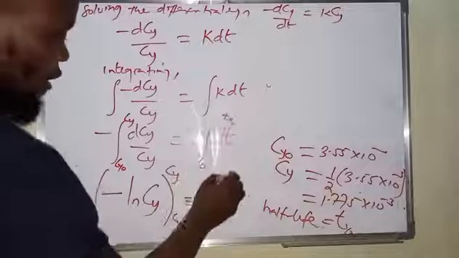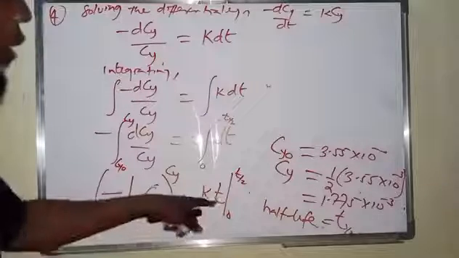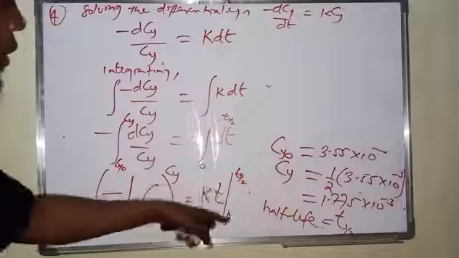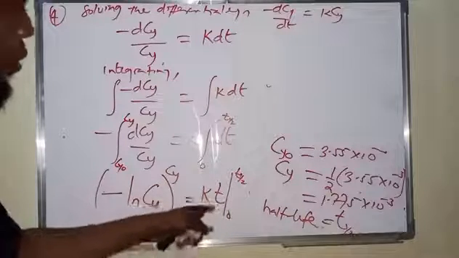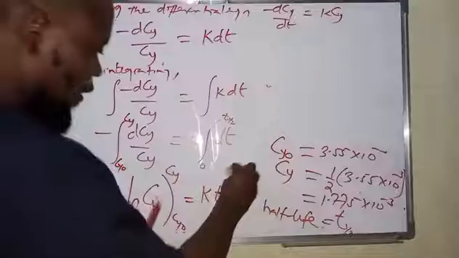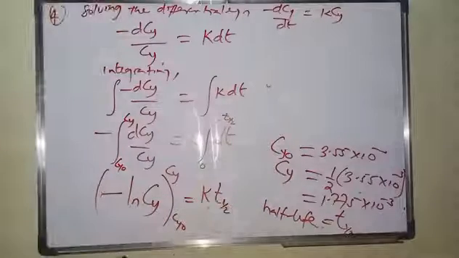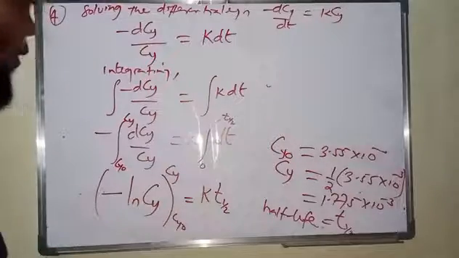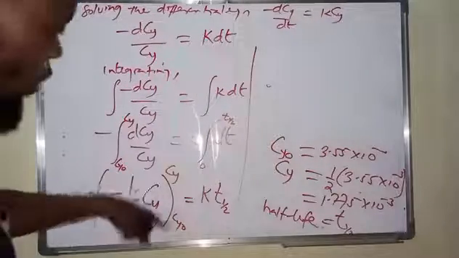So if you evaluate t between 0 and t a half, it is like substituting t a half in place of t, then minus, in place of t we put 0. So we'll still end up having k t a half, which is the half-life we are finding. So if this is the case, how do you evaluate this one?